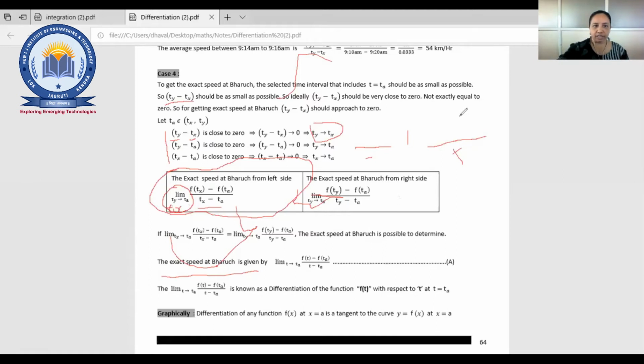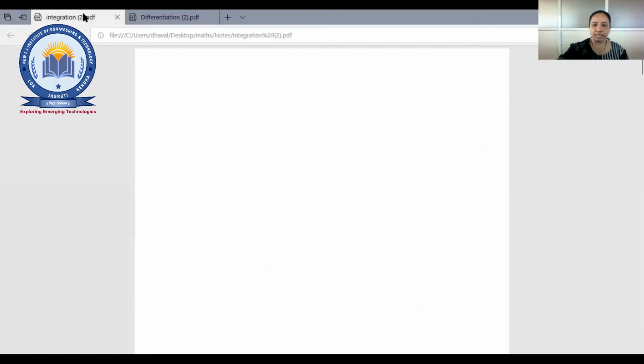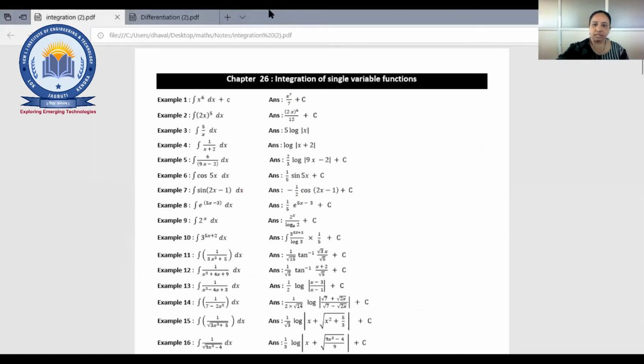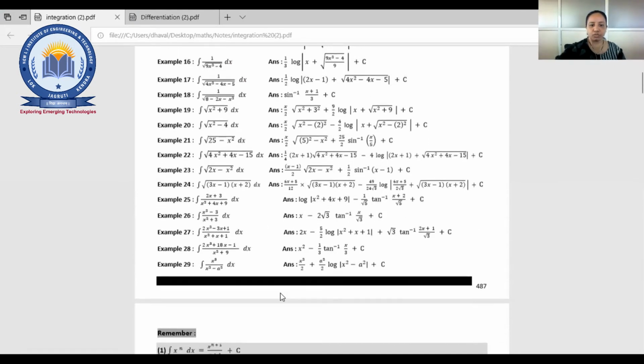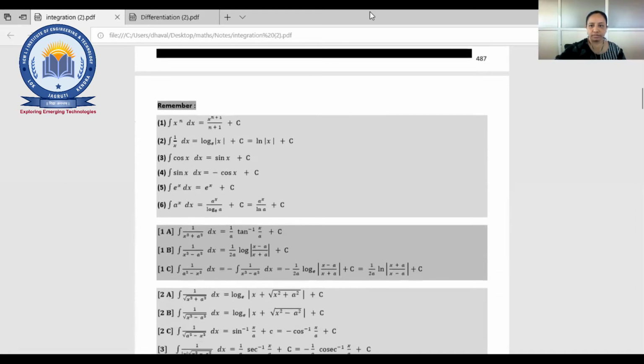Now we'll start the concept of integration, right? First we'll see the basic equation of integration, right? Can you see that PDF of integration, right? So first we'll move to the, yeah, okay. Now can anyone tell me what is integration, or can you relate that thing with differentiation? Any one student?